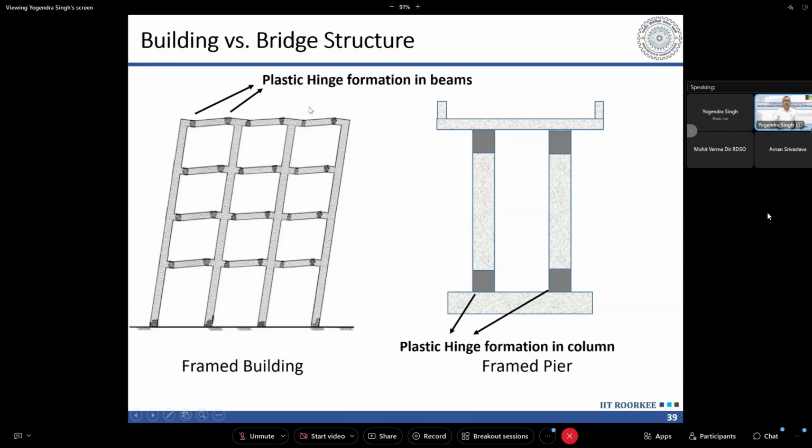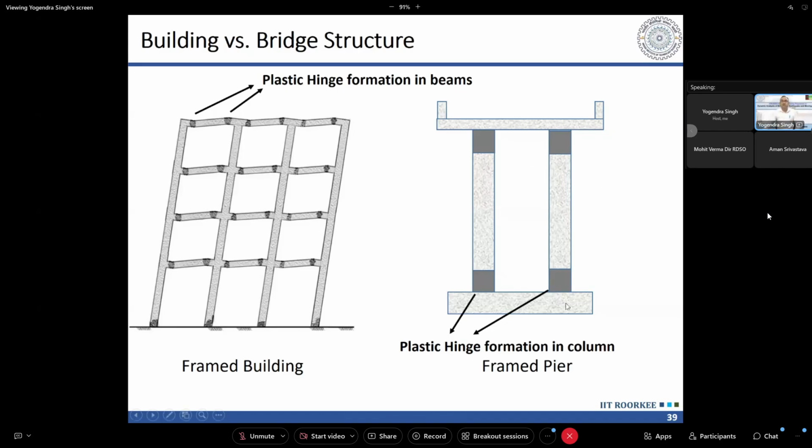In case of buildings, this is obtained by ensuring that the columns are stronger than the beams, because beams are more ductile than the columns. The columns, because they are subjected to axial load also, lose ductility when subjected to axial load. So columns are less ductile, the beams are more ductile. That's why we design our buildings in such a way that the columns are stronger and the beams are weaker, which we call strong column weak beam design.